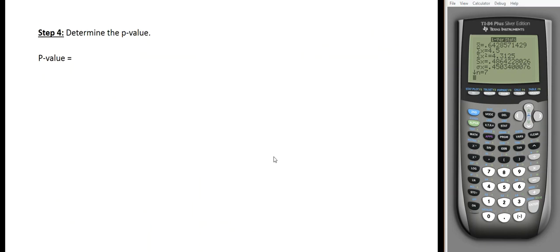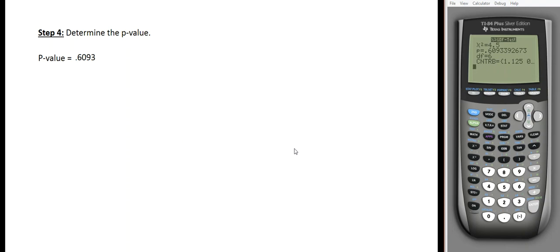We need to determine the p-value. So let me revisit again. Let me clear this out. Stat, test, and I'm just going to go grab that goodness of fit test again. So we still have observed values in L1. We still have expected counts in L2. Degrees of freedom are still 6 because we didn't change anything. So let me just recalculate that. And we got a p-value of 0.6093. Okay, so I'll write that down.